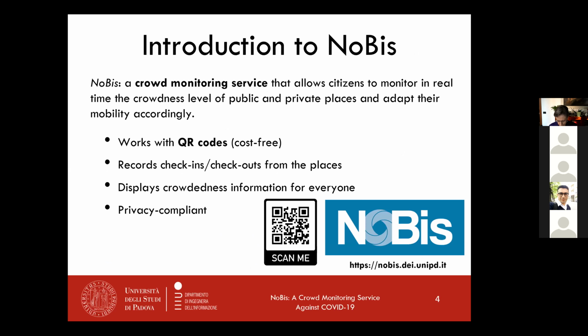So NoBis. What's NoBis? NoBis is a crowd monitoring service that allows citizens to monitor in real time the crowdness level of public and private places supporting the NoBis initiative and adapt their mobility accordingly. NoBis works with QR codes, and that is a cost-free, of course, technology. And it records check-in and check-out operations from the different places that implement NoBis.